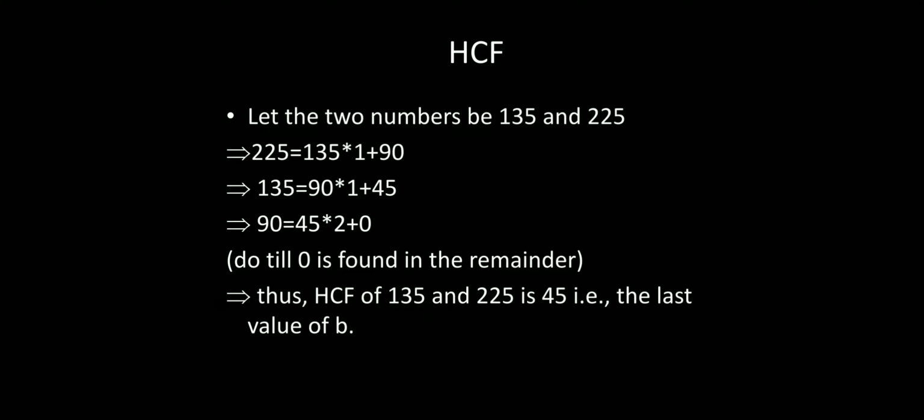As you know well, again the same thing will happen: 90 and 45 will become the two numbers now. Means b and r will again become the two numbers, which will be 90 equals 45 into 2 plus 0. Okay, so until and unless 0 comes as the remainder, we are going to do this. Means we form the equation, then take b and r, again form the equation, take b and r, again form the equation, until we have found 0.